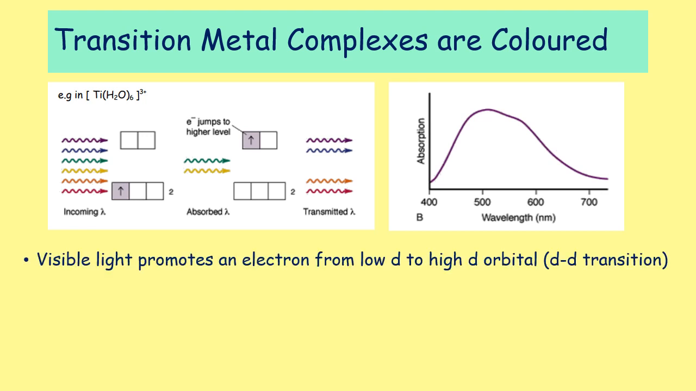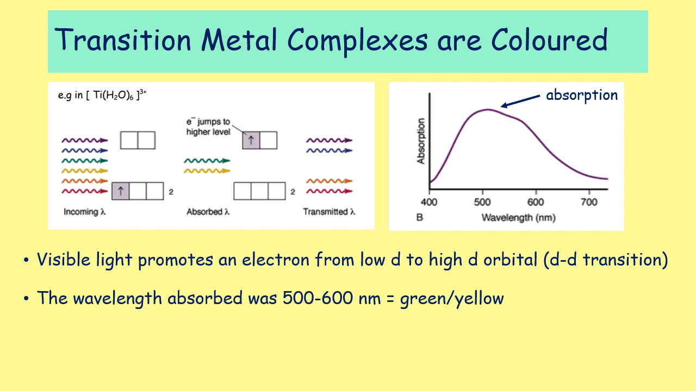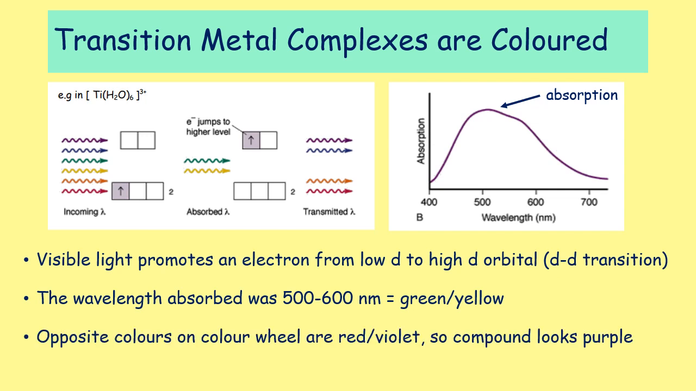So the visible light promotes an electron. In this case, it's green and yellow light. It's called a d to d transition, because it's moving from a low down d orbital to a high up d orbital. The wavelength was green-yellow, and so the opposite colors are what we see. So red and violet mixed together makes it look a pinky purple color to our eyes.